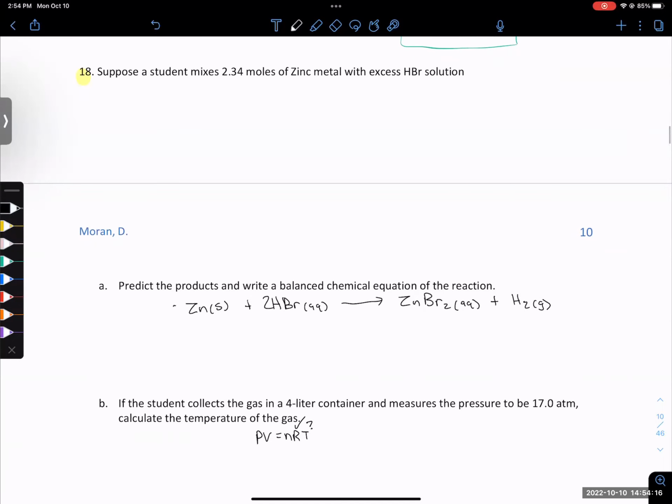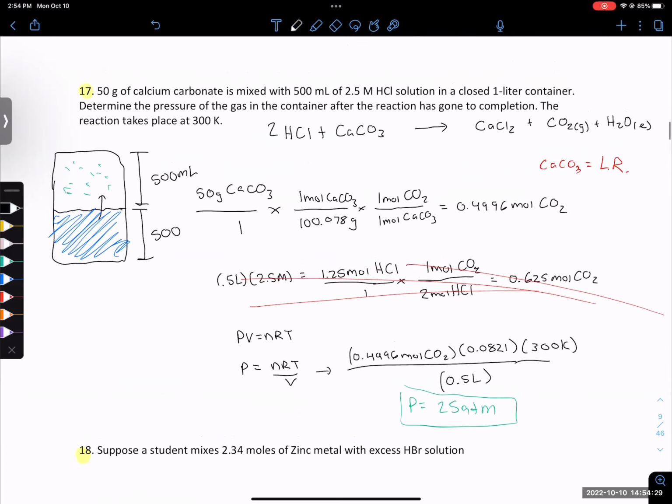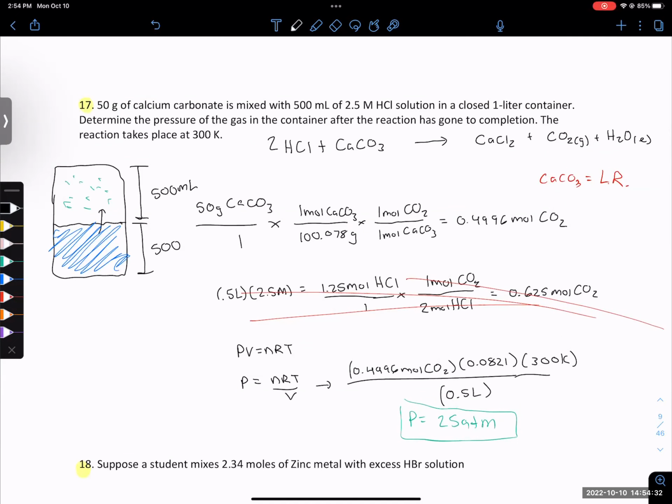And then volume, it gives us the volume right here, right? 4-liter container. And then the pressure gives us that as well. So you wouldn't do the thing we did last time, the 500 mLs. No, because that was implying. That one said, in a closed 1-liter container, there's 500 milliliters of a solution, and then it's implied that the other 500 milliliters is empty space. That was a trick question.